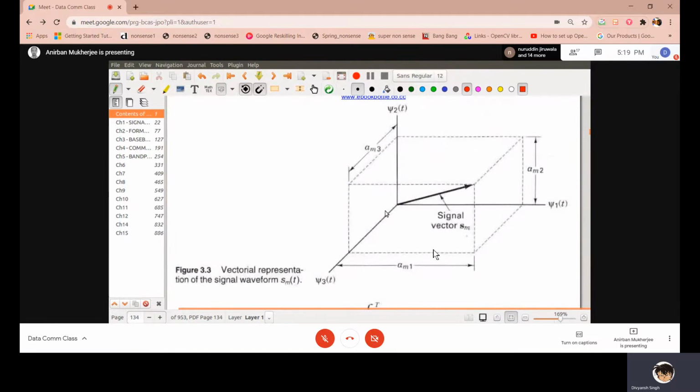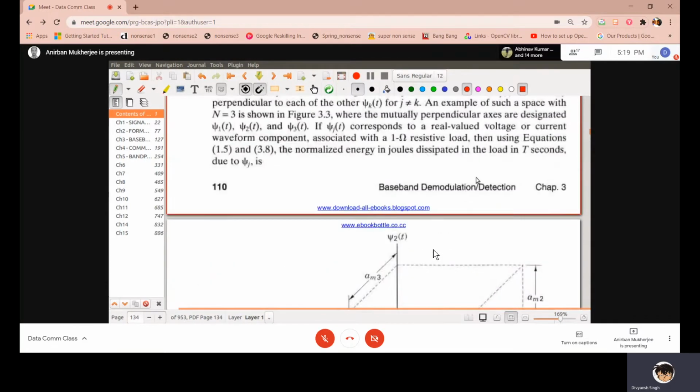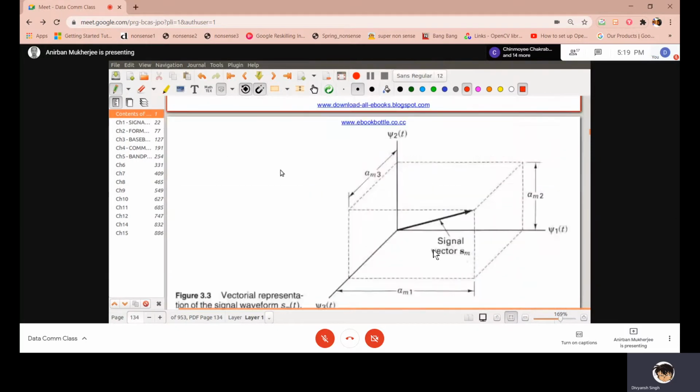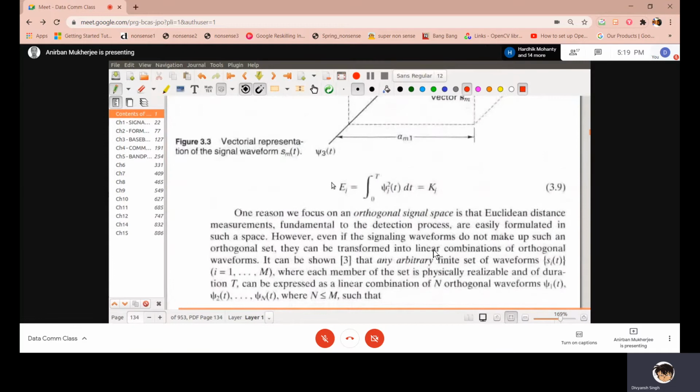First of all, this is my psi 1(t), this is psi 2(t), this is a function, and this is my psi 3(t), and this is some signal s. Now psi j(t) is a real-valued voltage or current waveform component. Using the equation, the normalized energy in joules dissipated in the load in T seconds due to psi j is the integral from 0 to T of psi j squared (t) dt, equal to K j.